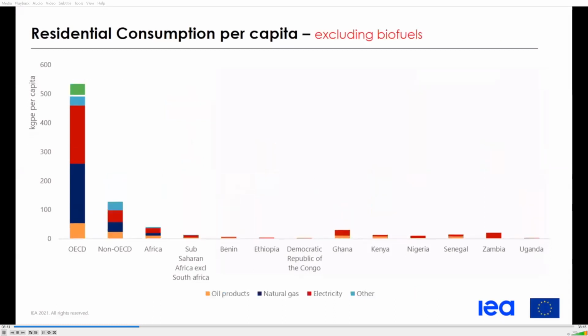This is how the picture looks if we exclude solid biofuel consumption, which is very inefficient consumption per capita in sub-Saharan Africa. We see that the gap with the OECD is even higher and consumption per capita is very low.